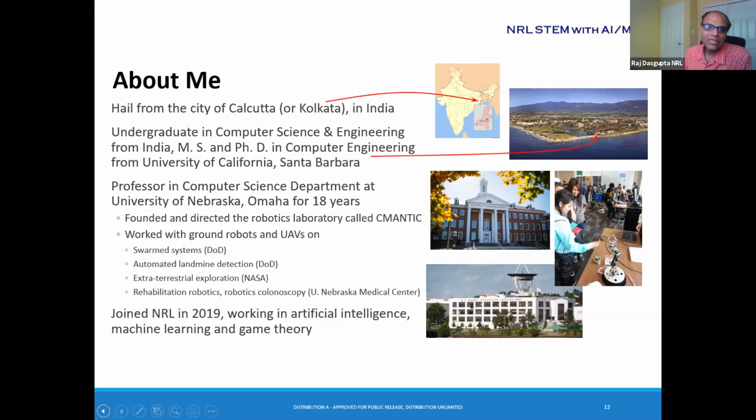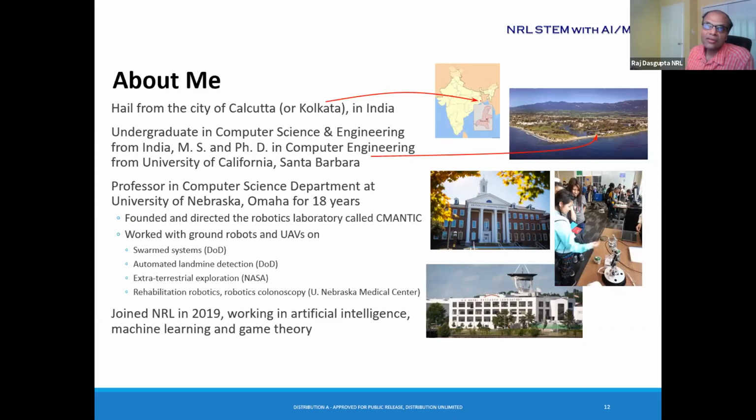Subsequently, after completing my PhD, I joined the faculty of Nebraska, and I like to teach. I like to do research there, and I was there for 18 years. And as part of my work there, I set up the robotics lab. It was called Semantic. And we used to do very exciting research on many robotics and AI related topics. I mentioned some of the topics out there. Basically, we used robots to find landmines and robots for extraterrestrial exploration and so on.